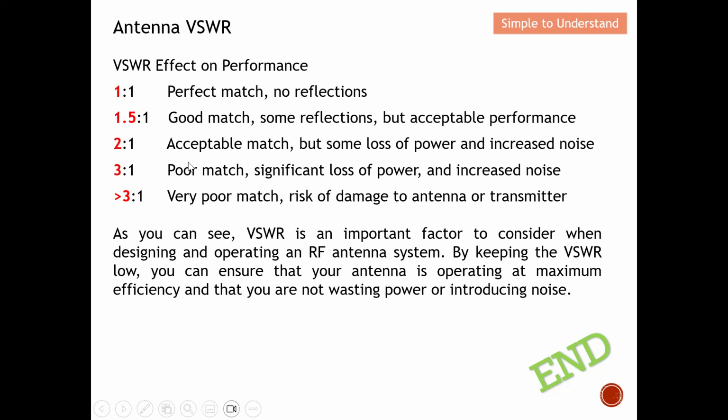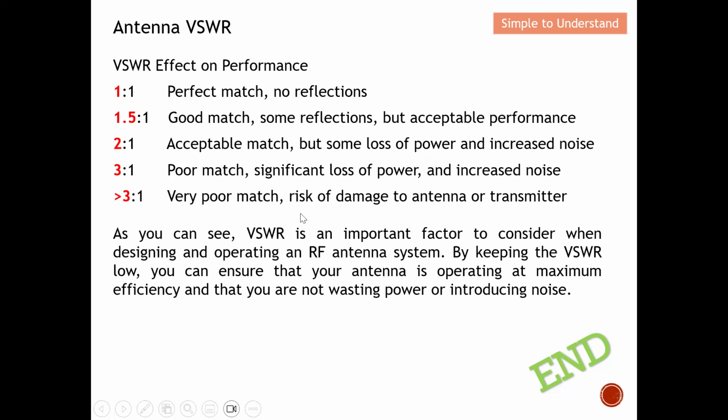Anything at 3 or more is considered already quite a poor match, but most of the time we can still tolerate a VSWR of 3, though we want to avoid it. In some cases, this is classified as a poor match, with significant loss of power and increased noise. Anything more than 3 is not feasible anymore. This is a very poor matching network, and you run the risk of damage to the antenna or transmitter.